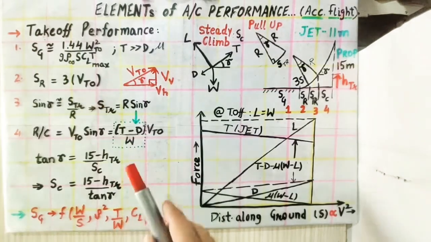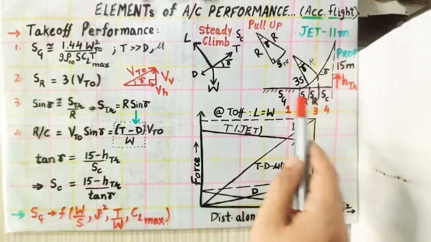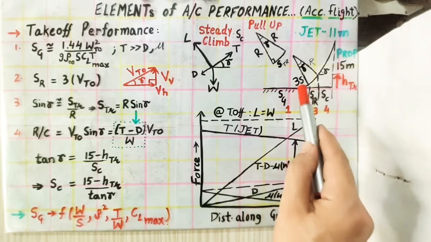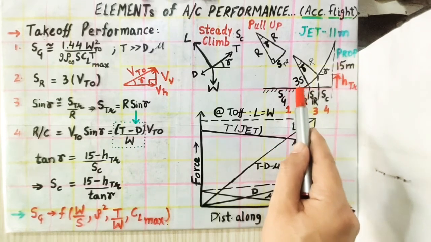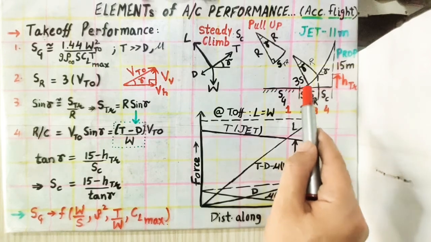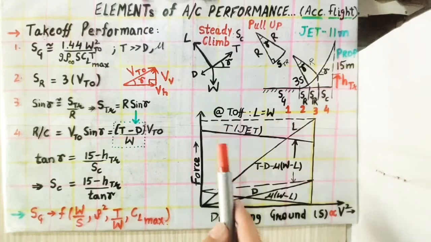Okay, so now moving on to SR, the rotational distance. The rotation distance is covered by the aircraft moving after it has achieved the takeoff velocity at the end of the SG distance, and now the aircraft is moving with this takeoff velocity for 3 seconds. Okay, these are all assumptions for preliminary design considerations, so do not worry about that.